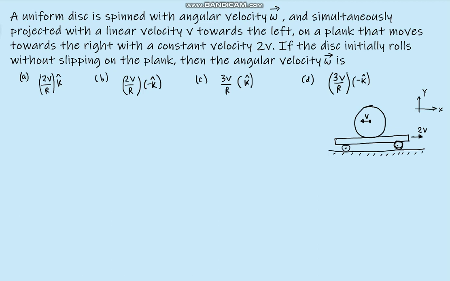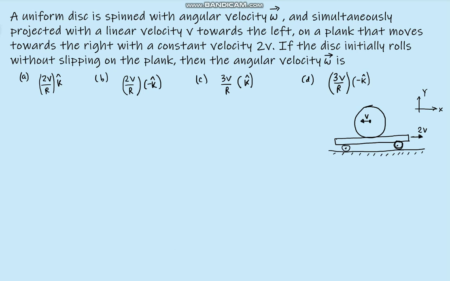A uniform disk is pinned with angular velocity omega and simultaneously projected with a linear velocity v towards the left on a plank that moves towards the right with a constant velocity 2v. If the disk initially rolls without slipping on the plank, then the angular velocity omega is?